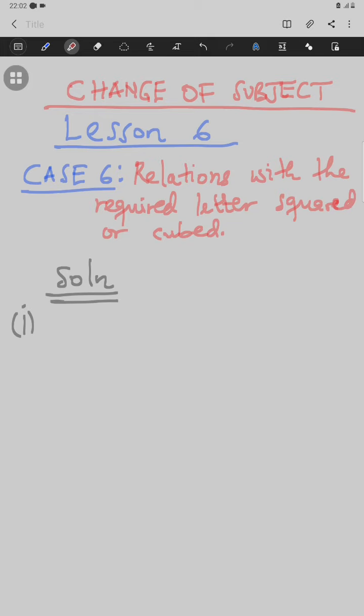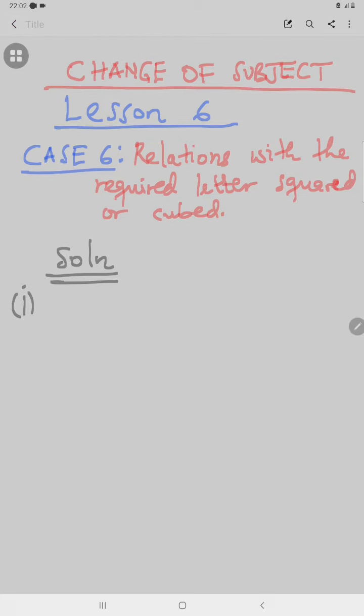Today we are on lesson 6, case 6, where we are going to talk about relations where the required letter we are supposed to make the subject is either squared or cubed. So if you find the required letter in a cubic sign or in a squared sign, what are you going to do? That is what I want us to look at now.